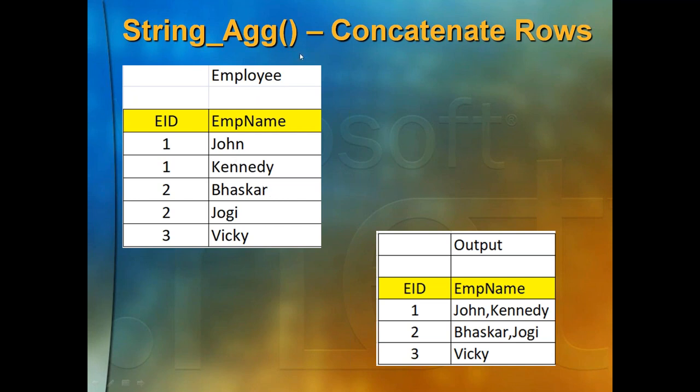Without a string aggregate function, when you try to implement it, it's a very, very complex query to concatenate rows like this. Am I clear?